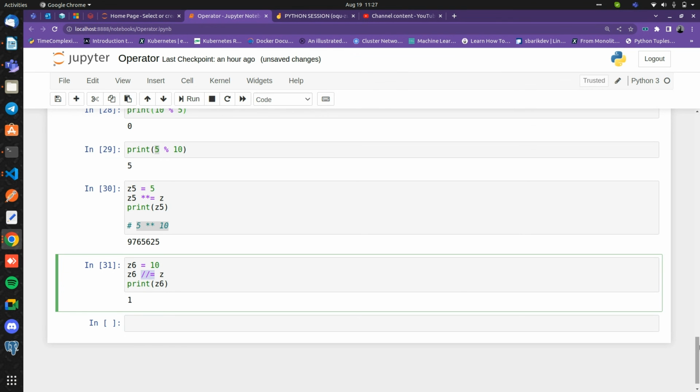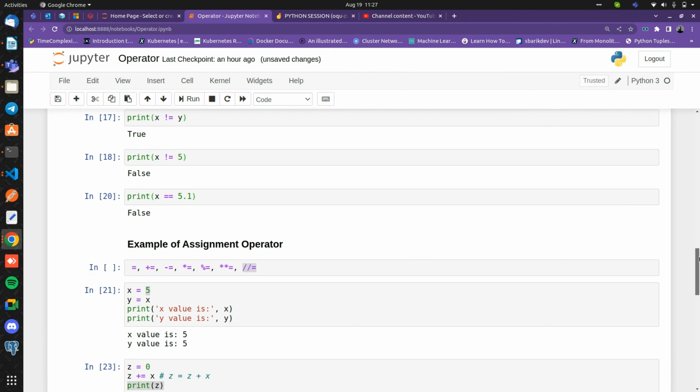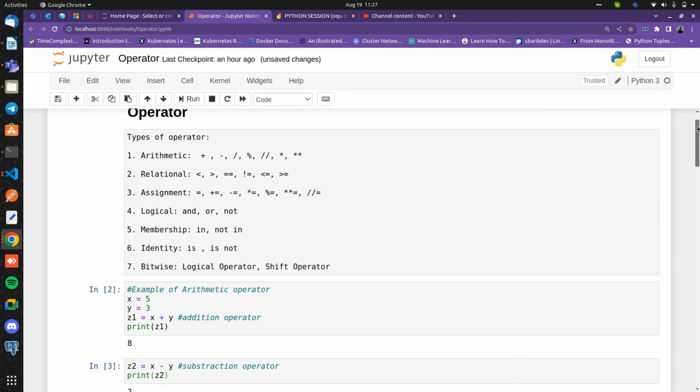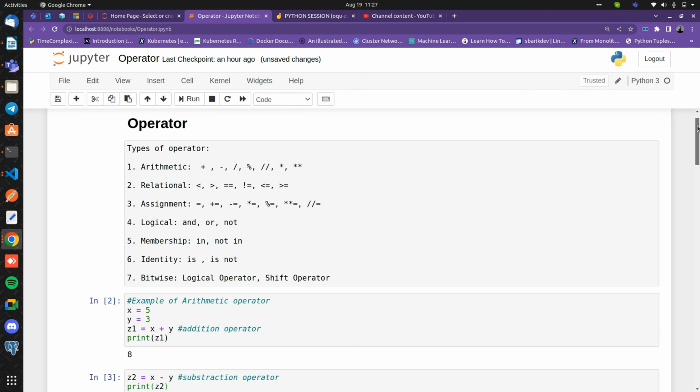So this is my example of assignment operator. Next topic we're going to talk about logical operators: and, or, and not.